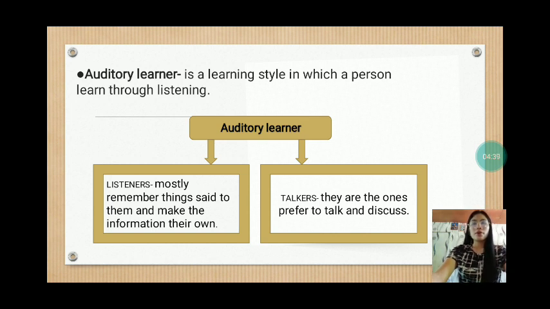Auditory learners also fall into two categories, which are listener and talker. If you are a listener, you can mostly remember things said to you and make the information your own. But talkers are the ones who prefer to talk and discuss. In a class setting, when the instructor is not asking questions, talkers tend to whisper comments to themselves.